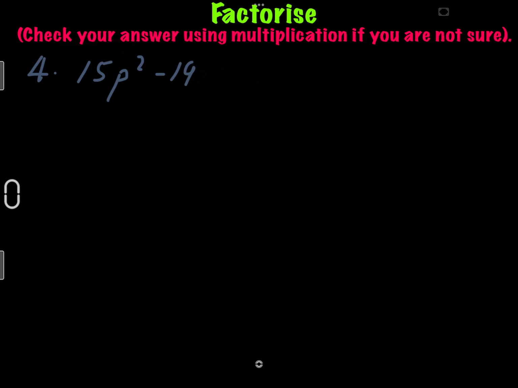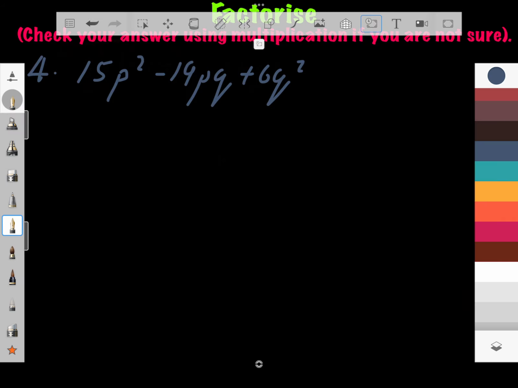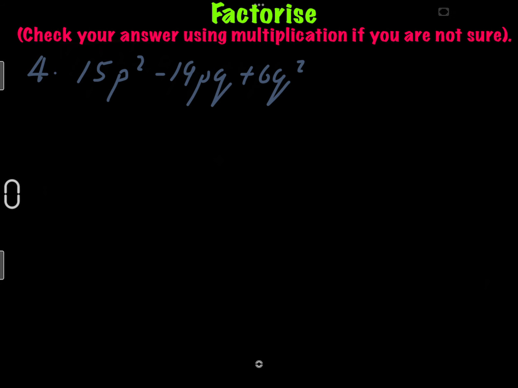minus 19pq plus 6q squared. So the first thing that we need to do is to multiply 15p squared multiplied by 6q squared. In other words, we need to multiply two factors.